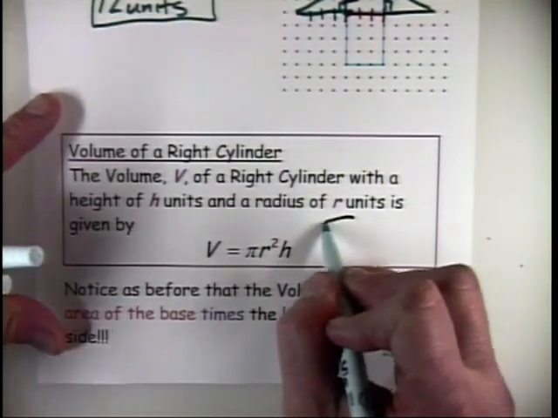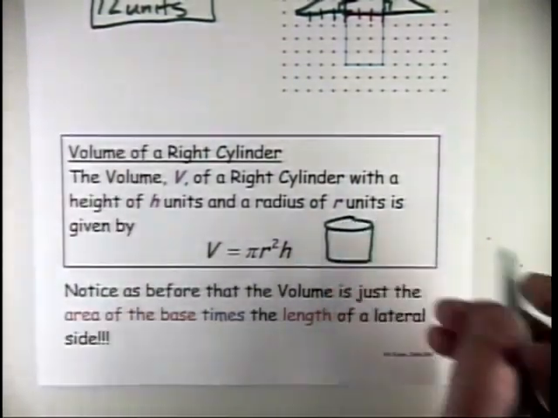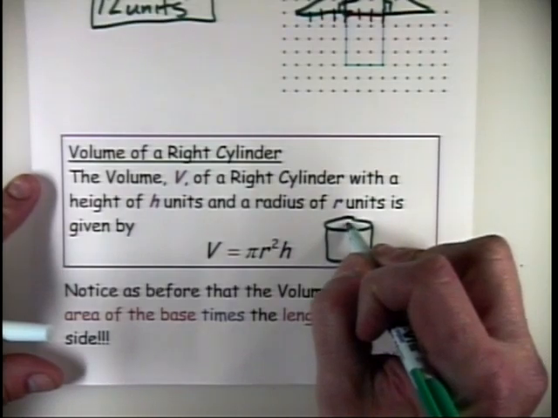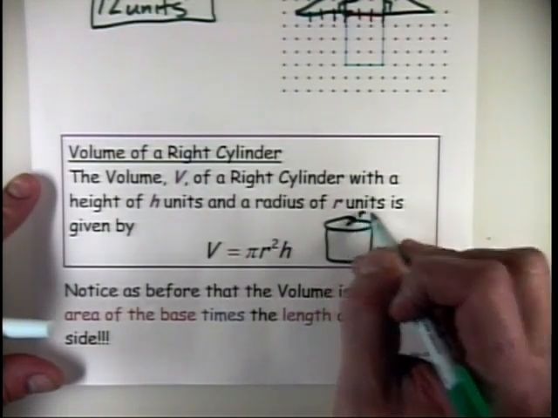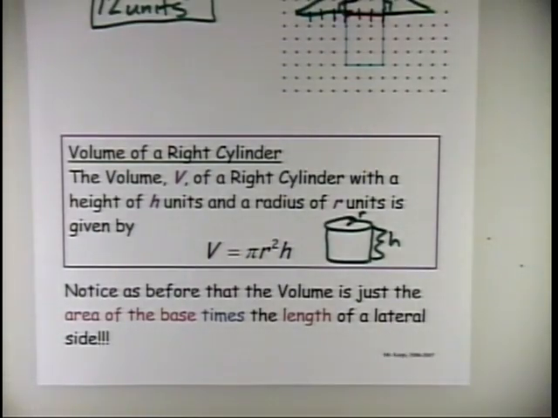So here's a diagram basically of a cylinder. It looks like a Coke can or a coffee can. Remember, a cylinder can be thought of as a prism with a circular base. And so a circle has a radius, and the height of the cylinder is going to be h.